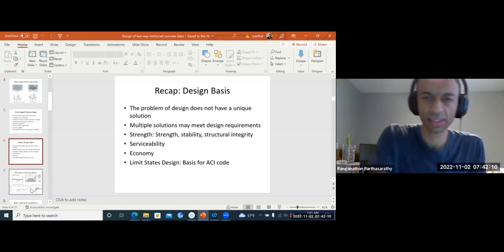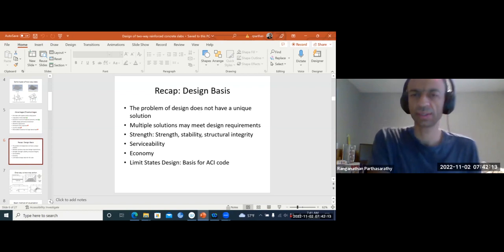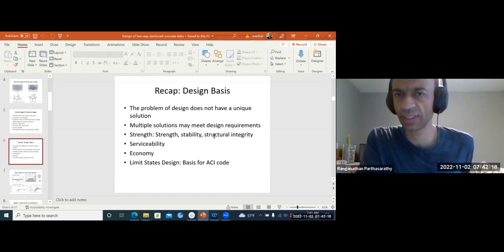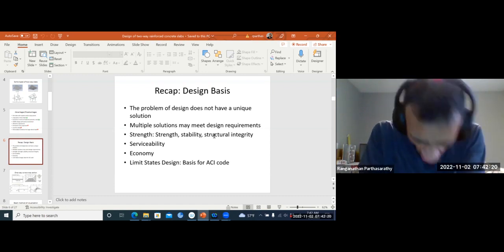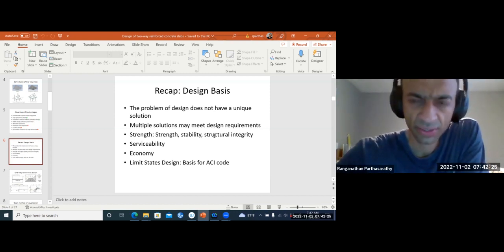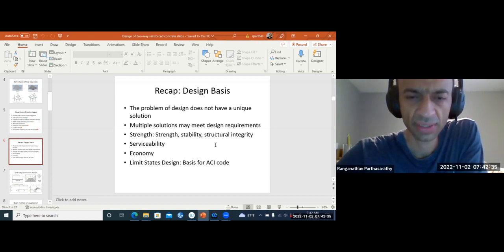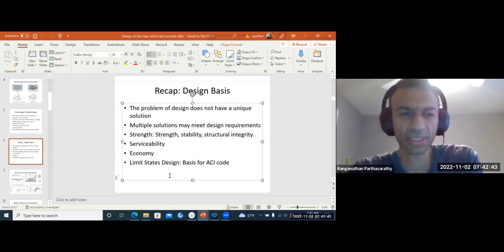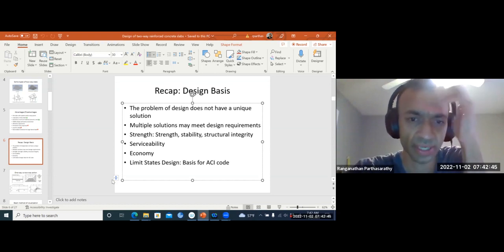Strength, stability, and serviceability, which we have learned earlier. There is also one more S, that is structural integrity. We don't specifically discuss structural integrity in the undergraduate class, but hopefully, before we finish, we will discuss this topic also. Then economy, and we are using limit states design for all our design in this course.